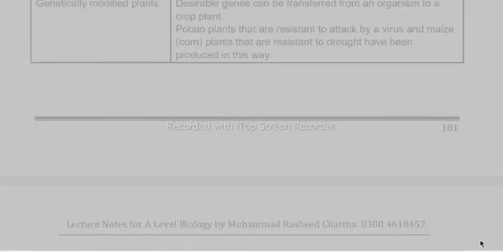Genetically modified plants: desirable genes can be transferred from an organism to a crop plant. Potato plants that are resistant to attack by a virus, and maize (corn) plants that are resistant to drought, have been produced in this way.